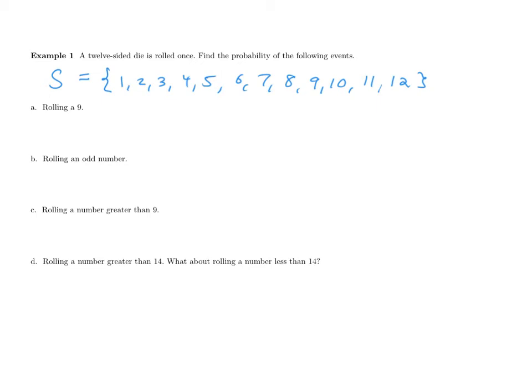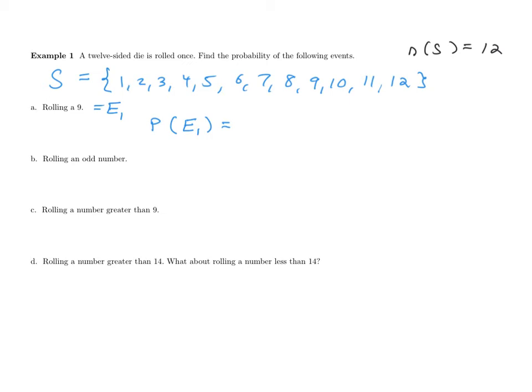So in part A, here we have our first event, rolling a 9, and I'm going to call that event E sub 1. And what we're looking for here is the probability of this event. So the probability that event E sub 1 happens is the number of things that are in this event divided by the number of things that are in the sample space. I think it's worth noting, in this sample space, no surprise, there's 12 outcomes.